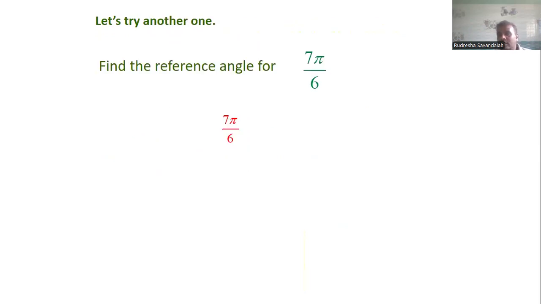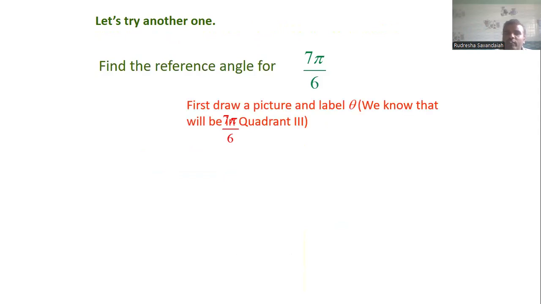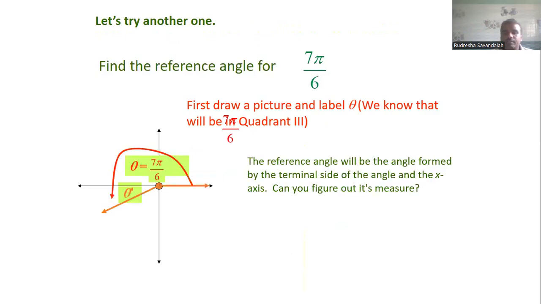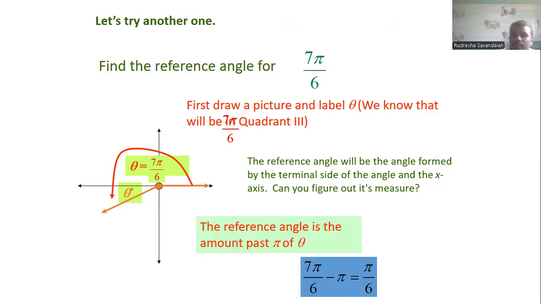Find the reference angle for 7 pi by 6. First draw a picture and label the theta. We know that it will be in quadrant three. The reference angle will be the angle formed by the terminal side of the angle and the x-axis. Can you figure out its measure? The reference angle is the amount past pi: 7 pi by 6 minus 6 pi by 6, which is pi by 6.